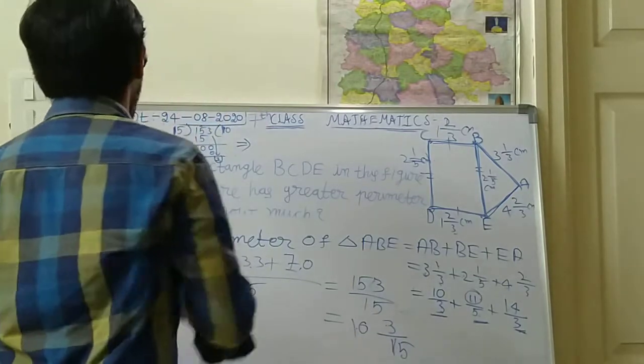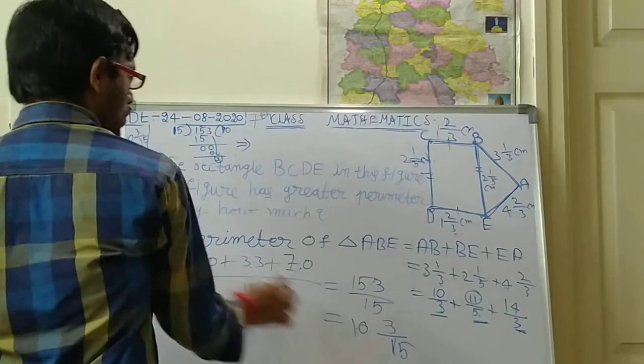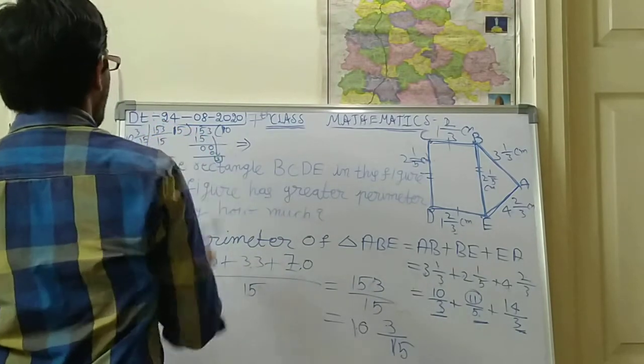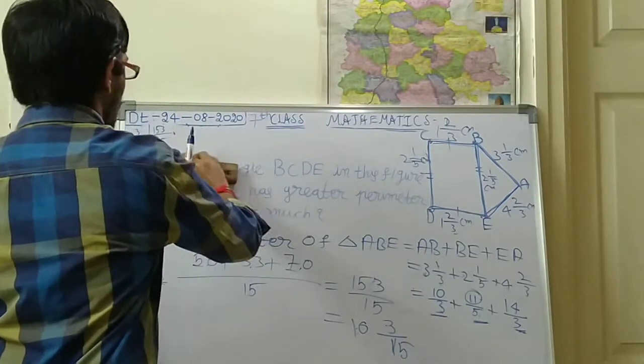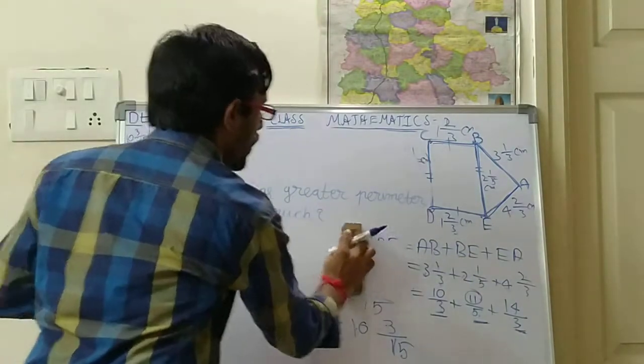Just remember, children, 103 by 15, or else. So what is the answer? 153 by 15. Okay, this is our first perimeter result. Now we are doing the second result. So what is the second one?